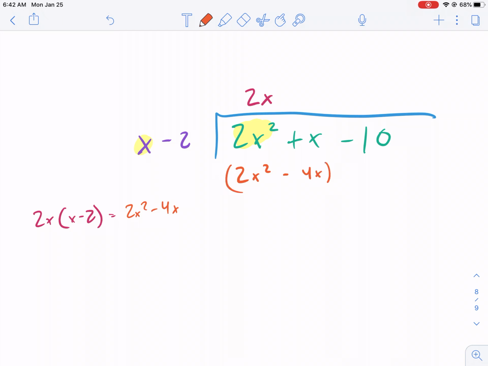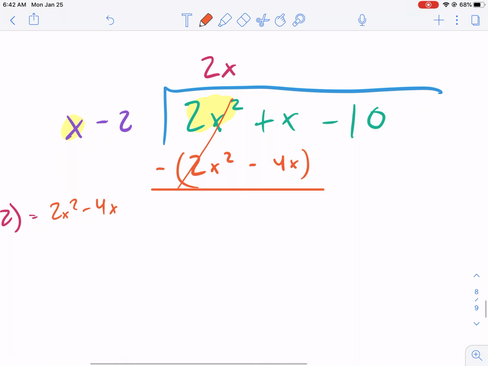I need to put that in parentheses and subtract it. Now I get 0x squared, or just 0. That cancels out. That's the whole point of finding this factor. And then I get x minus a negative 4x. This is the tough part, and I get positive 5x. The next thing I do is drop down the next term, this negative 10.